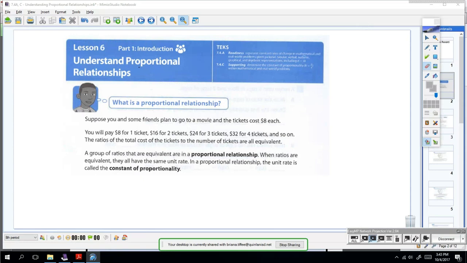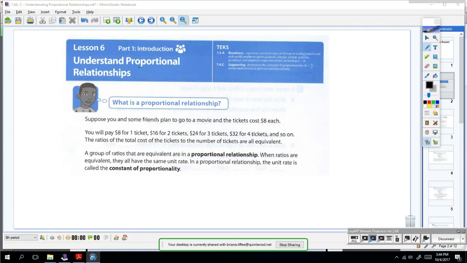Okay, so today we're going to be understanding proportional relationships. Suppose you and some friends plan to go to the movies and the tickets cost $8 each. So you'll pay $8 for one ticket, 16 for two, 24 for three, 32 for four, and so on. The ratios of the total cost of the tickets to the number of tickets are equivalent.